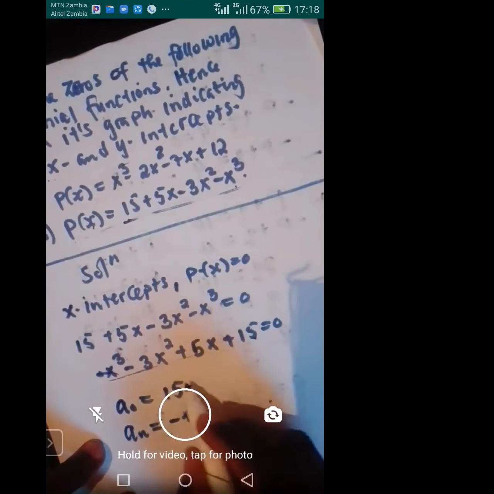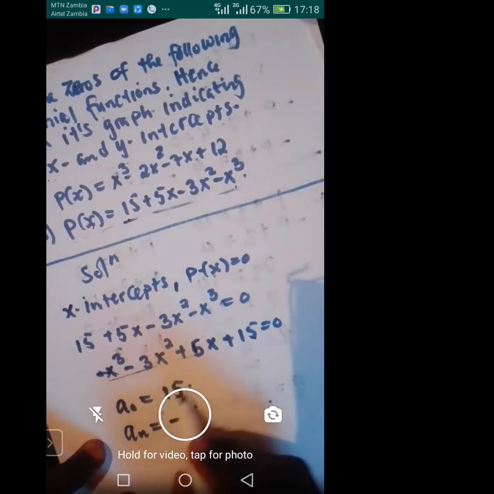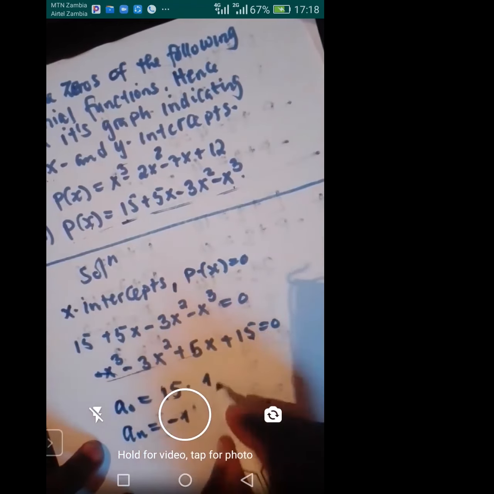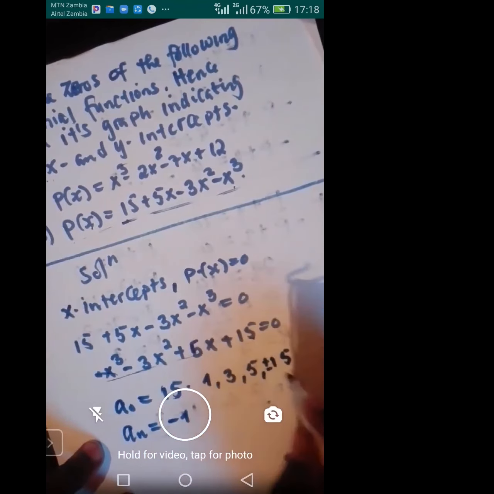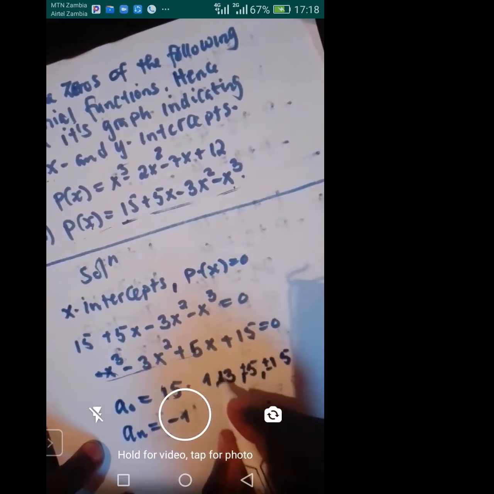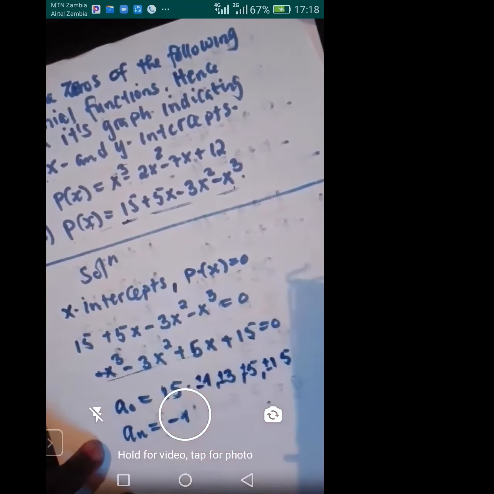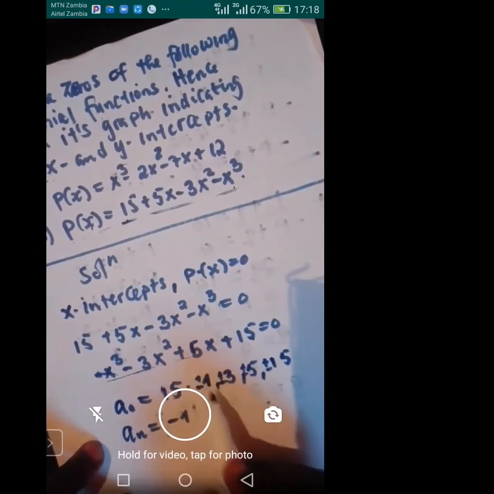So we are going to have factors of 15, which are 1, 3, 5, and 15, so this should be plus or minus, plus or minus, plus or minus, plus or minus 1. So the possible factors are these. Yes?